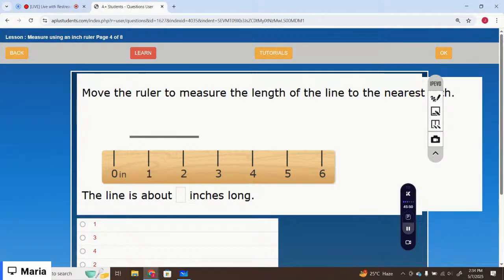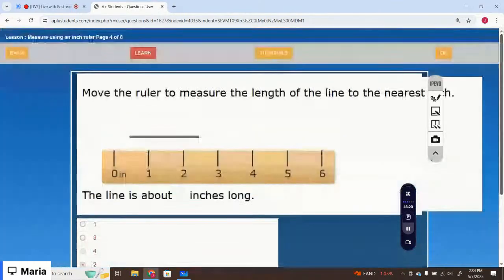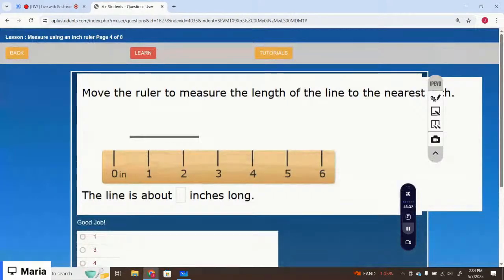Move the ruler to measure the length of the line to the nearest inch. That is 2 inches long. The correct option is two. The last option is the correct option.